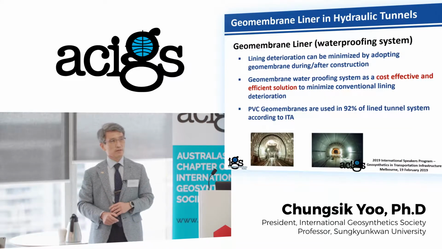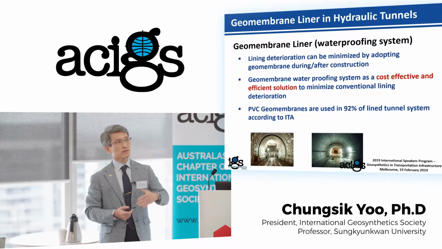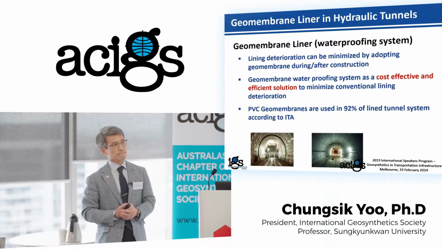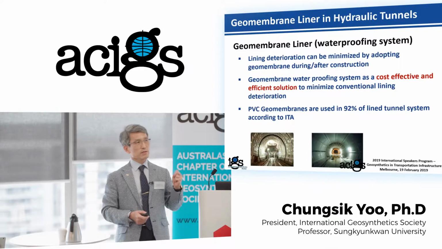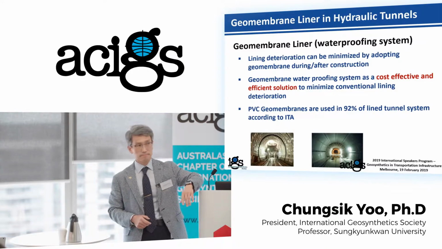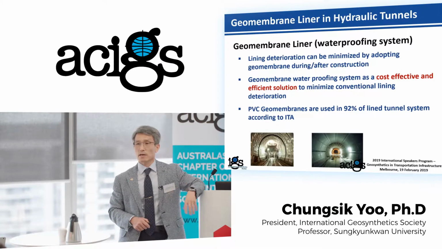So geomembrane liner, we call it. The lining deterioration can be minimized by adopting geomembrane during and after the construction. So the geomembrane is a very cost-effective and very efficient solution nowadays for hydraulic tunnels. PVC geomembranes are the main type of geomembranes being used in the tunneling industry. These statistics came from the International Tunnelling Association.